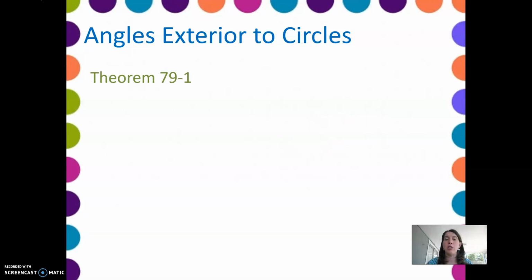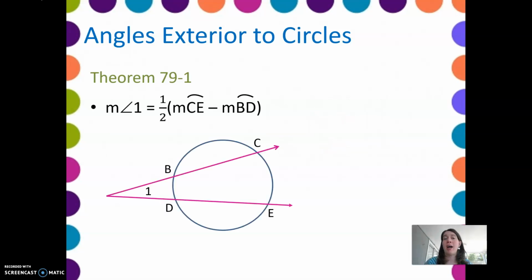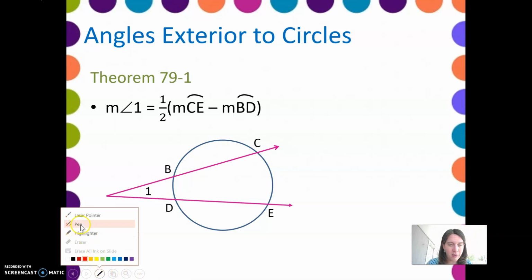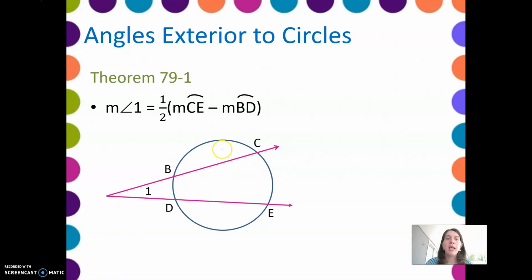So if I gave you this picture, and I wanted you to find angle 1. Notice angle 1 is on the outside of the circle. And let me see if I can highlight something here for you guys. Okay. Notice angle 1. If I were to trace angle 1, I have this angle right here. Well, what's inside of angle 1? I have this arc that goes from C to E, and I also have this arc over here that goes from B to D. Those are the two intercepted arcs that you have in your picture.